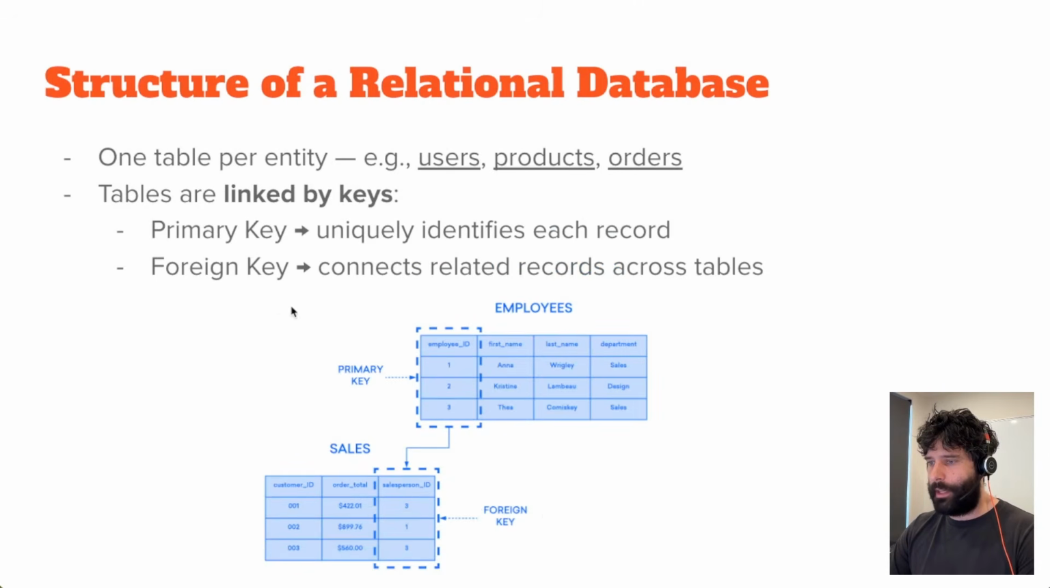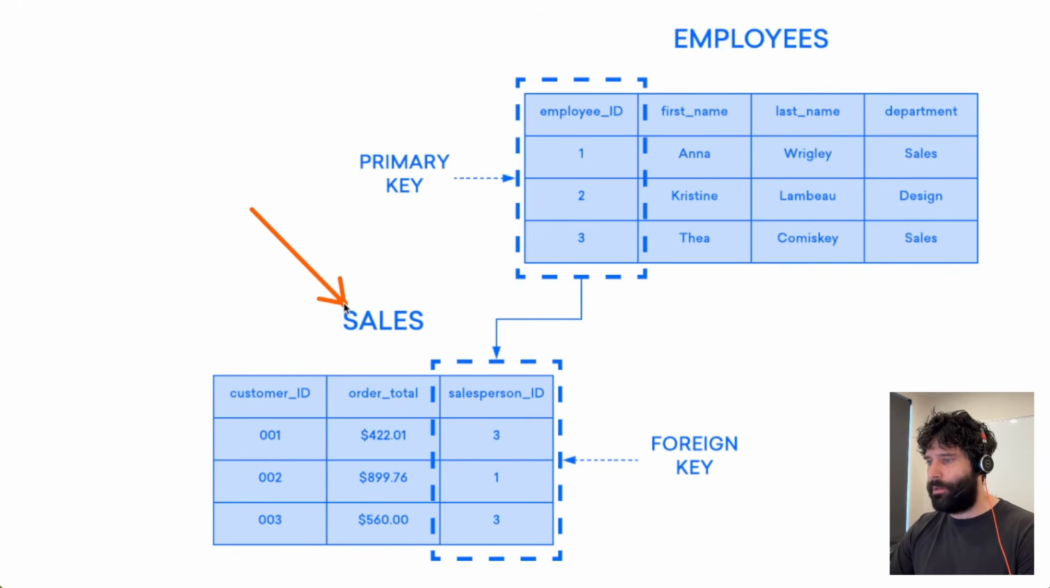And then if we look at the foreign key, the foreign key connects related records across tables. So now if we look at a separate table which contains the sales orders, we have over here the customer ID, so the unique ID of the customer. We have the order total of $422. And then we have the salesperson that's responsible for actually facilitating that order. So in this case, we come to the primary table, which contains the primary key, and we would just take the primary key and use it in the foreign table. And this is now known as the foreign key.